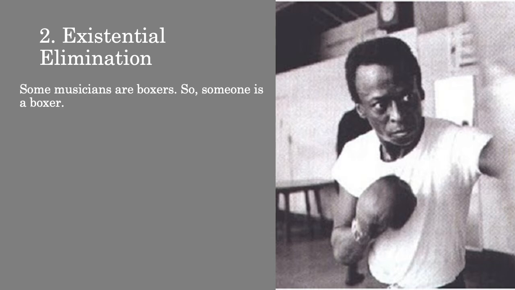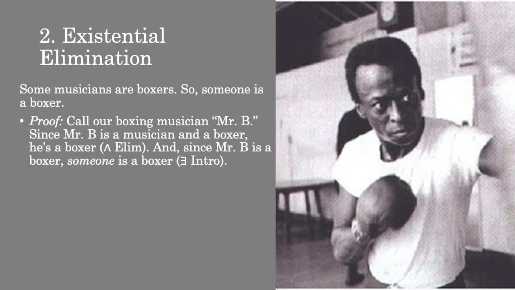Now when I say it's needed for this inference, I want to be clear this is not an example of existential elimination yet. It's just that you can't really make sense of it in a formal proof system without having existential elimination at your disposal. If you recall from the last lecture, the way that we discussed this informally was as follows. We had a proof and we just said, all right, we see that some musicians are boxers, so let's just call our boxing musician Mr. B. We just have to call him something. We don't know who it is exactly, given the premises.